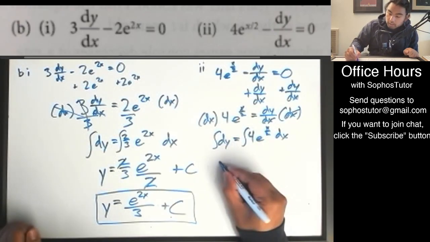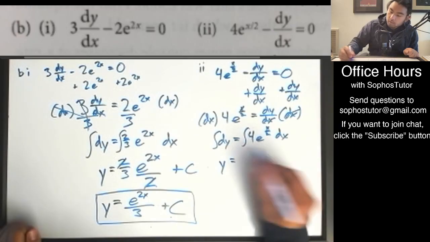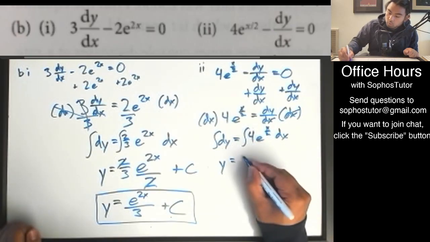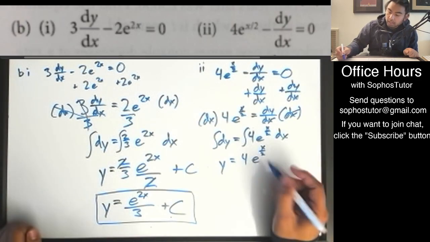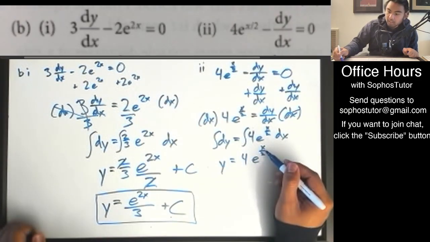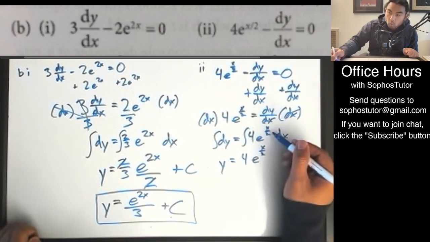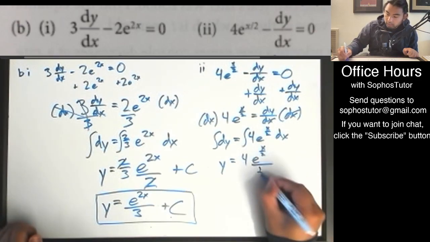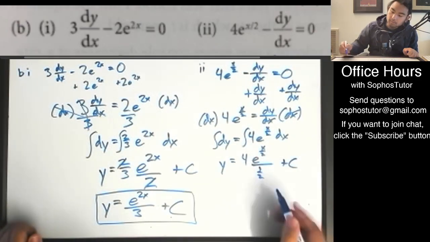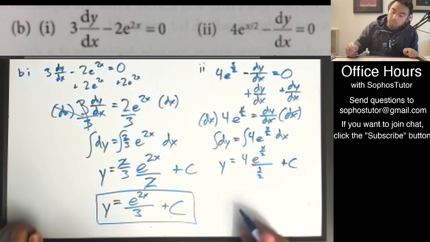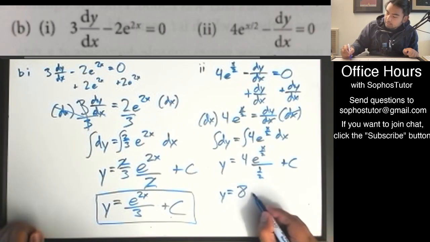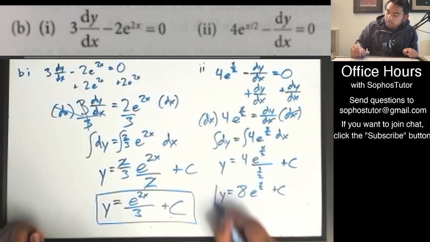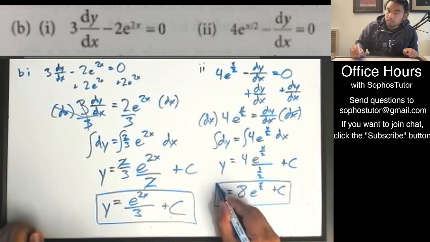The integral of dy, as we know, is y. The integral of 4e to the x over 2 will be 4e to the x over 2. Again, chain rule says we are going to get another term multiplying by 1/2, which means we need to divide by 1/2, plus c. Dividing by 1/2 is the same as multiplying by 2. So 4 times 2 is 8 e to the x over 2 plus c, and this is our general solution.